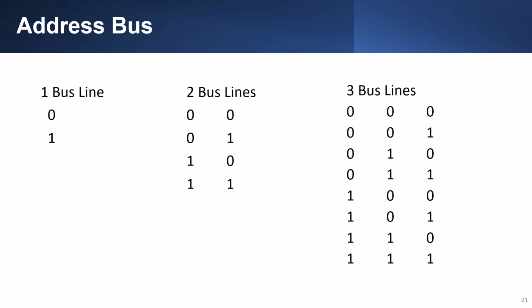If you had one signal line, the only addresses you can send to is 0 or 1. But if you have 2 address lines, you can send to 4 different addresses. If you have 3 address lines, you can send to 8 different addresses. So for each line that is added, the number of possible addresses doubles.